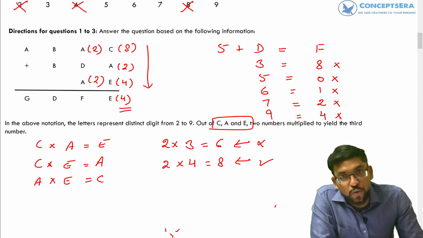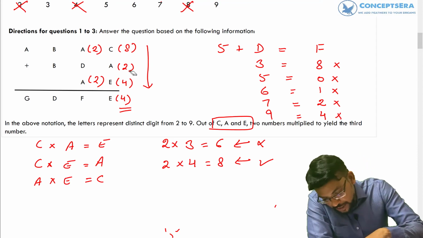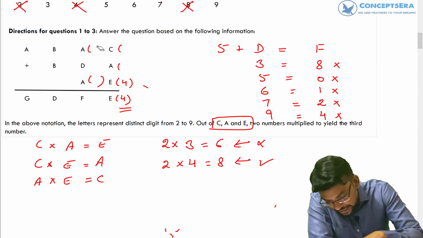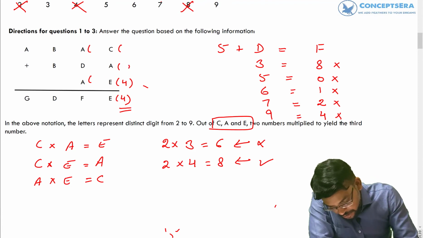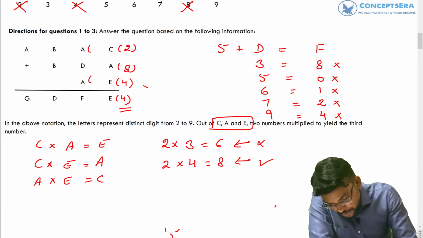A cannot be 2, A should be 8 here. So let's put in the place of A, 8. So we put in the place of A 8, then C has to be 2.